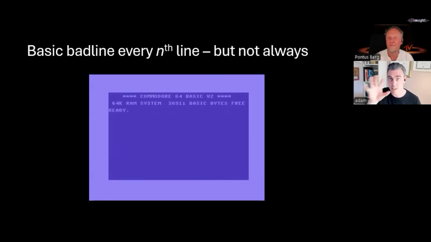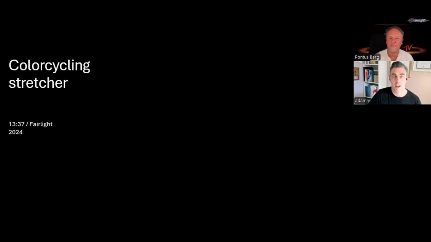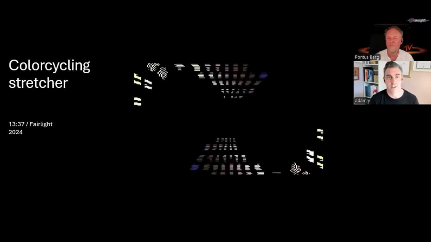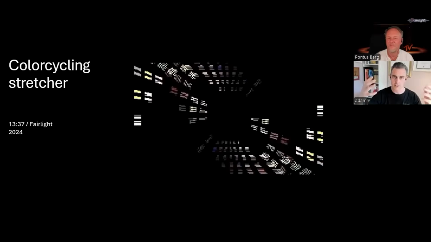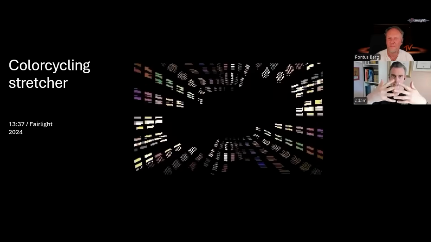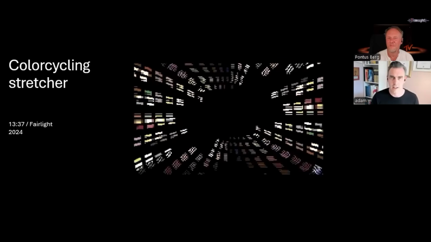But we can do cool things with just this technique. So here is, from 1337, a color cycling stretcher. This is an interesting color cycling technique where there are two interleaved color-mixed patterns on the screen. And then there is a little stretching going on as well. The stretching there is done in the same way as we saw on the basic screen. Every other line is doubled every now and then to make it stretch out.